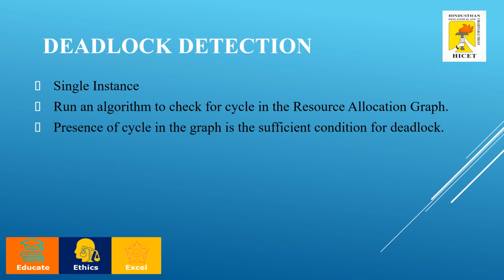Deadlock detection. Deadlock detection runs an algorithm to check for a cycle in the resource allocation graph. Presence of a cycle in the graph is a sufficient condition for deadlock.